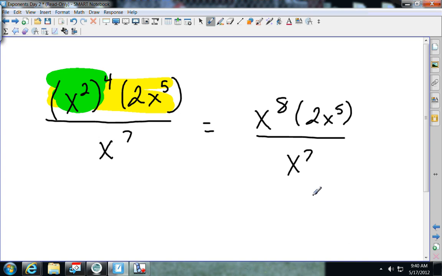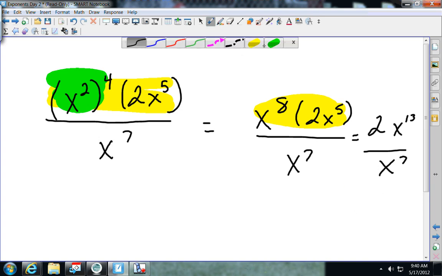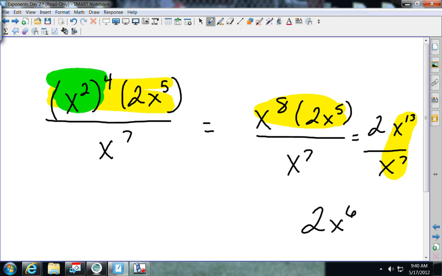Well, now, let's go through and do the top part right here. With this part, the coefficient 2 stays the same. When you are multiplying, you add the exponents. 8 plus 5, so it's x to the 13th over x to the 7th. But we're not done. Now, you need to use the subtraction rule right here. You get 2x to the 13 minus 7, which is 6. This is your answer right here.